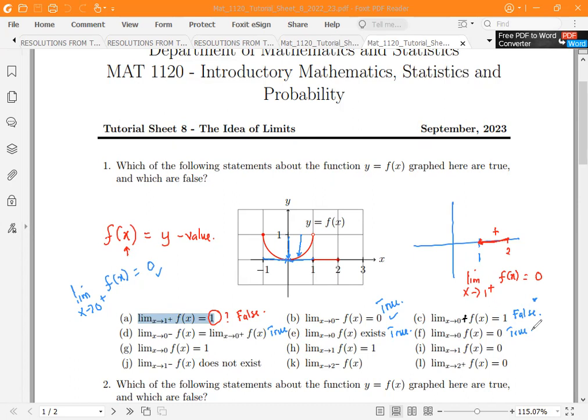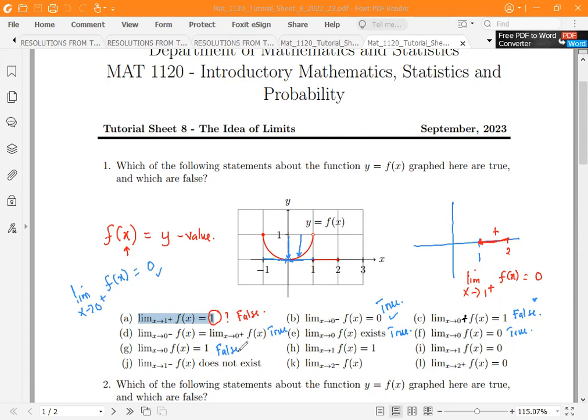Let's go to G. Is the limit as x approaches 0 of f equal to 1? We said no. It's not true. Let's talk about other things. The limit as x goes to 1 of f. Let's check now.